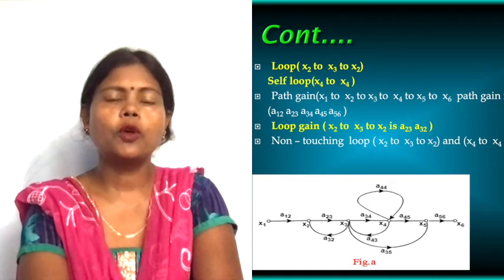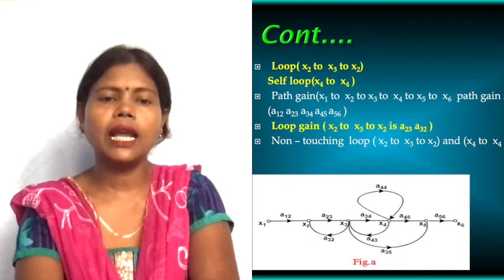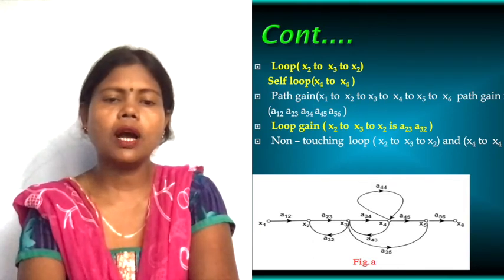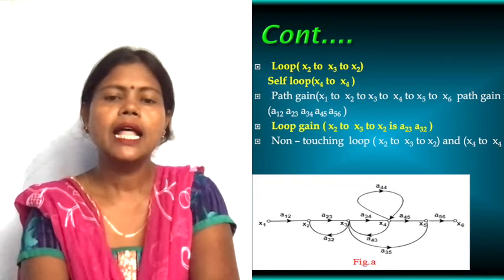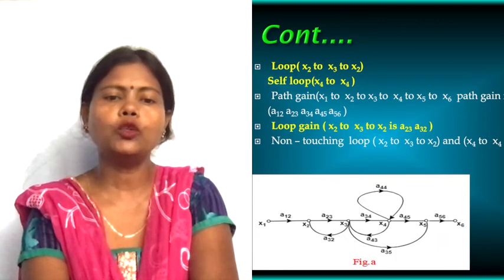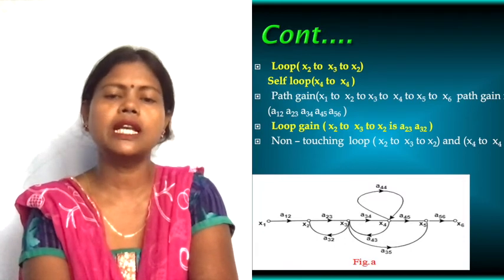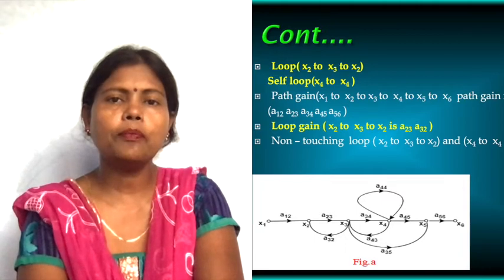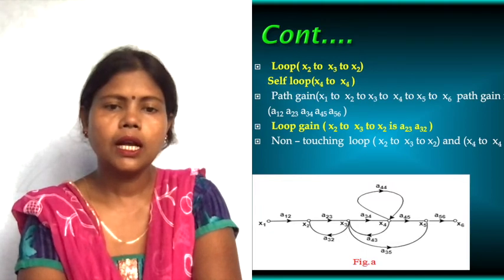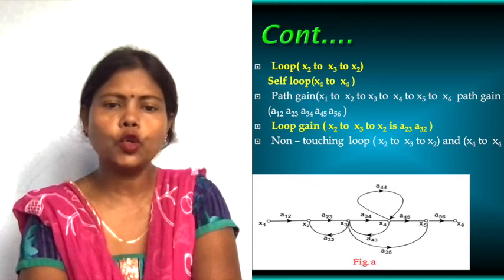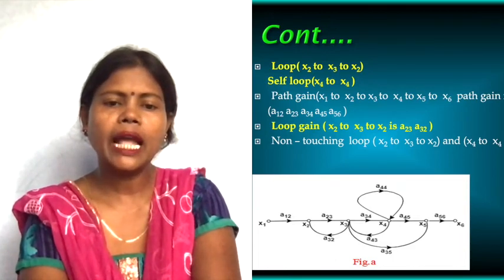Path gain. It is the product of the branch gains along the path. Here x1 to x2 to x3, x4 to x5 to x6. Then the path gain is a12, a23, a34, a45 into a56. Loop gain. It is the product of the branch gains in a closed loop. Here the loop is x2 to x3 to x2. So the loop gain is a23 into a32.